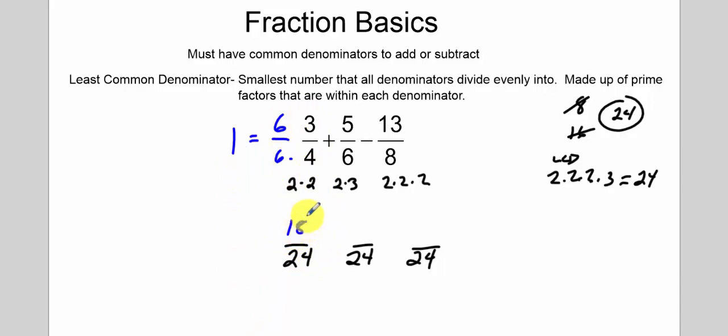So this gives me an 18. Likewise here, 6 to 24 gets me a 4, so I multiply the top and the bottom by 4, giving me a 20. And then lastly, an 8 to the 24 is a 3. Multiply top and bottom by 3 gets me a 39. And then we know when we're adding fractions, denominator stays the same. Numerators get added up. That's 38. Minus 39 is negative 1/24.